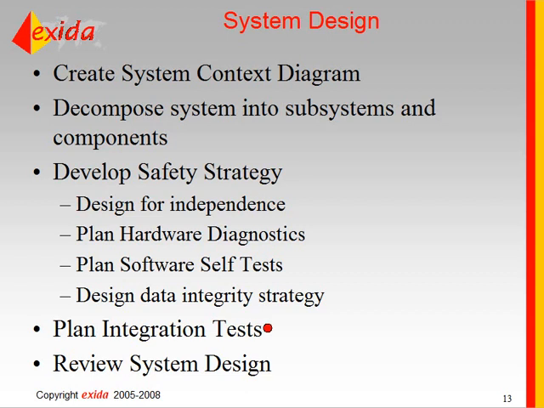Integration tests are planned at this point. Once you have decomposed your system into subsystems and components, you want to come up with a plan on how those components, once they're developed independently, you bring them all together and make sure they work together. Do you do it all at once? If there's a lot of components, you probably have to break it down and test groups of components together and build up to a whole system. That needs to be planned at this point. And then finally, there needs to be a review of the system design done at this point.